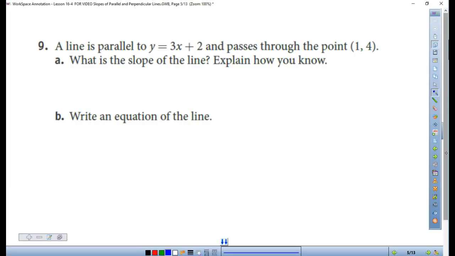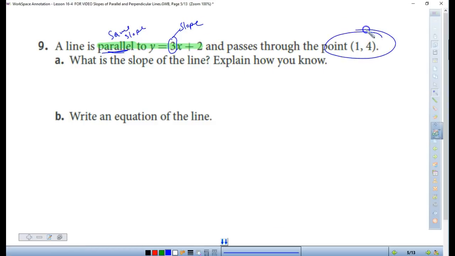A line is parallel to this. Parallel means same slope. So parallel means same slope to this, and this would be the slope, right? Because this is in slope-intercept form, and passes through the point (1, 4). All right, so what's the slope of the line? The slope is 3. Explain how you know.